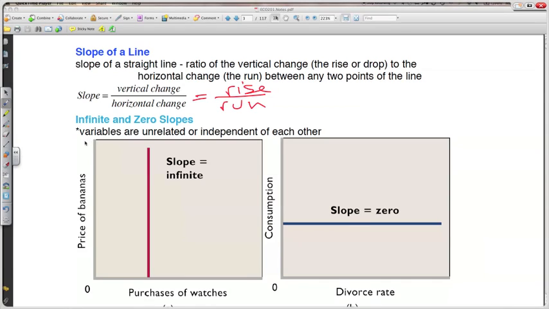Infinite and zero slopes. If you have a slope that's infinite, you just have a line that's straight up and down. Or if we have a slope equal to 0, then it's just flat. If you see either of these lines, then that means the relationship between the two variables, the variable on the horizontal axis or the variable on the vertical axis, they're unrelated. Which means if one changes, it does not affect the other. They do not have any relationship together at all.